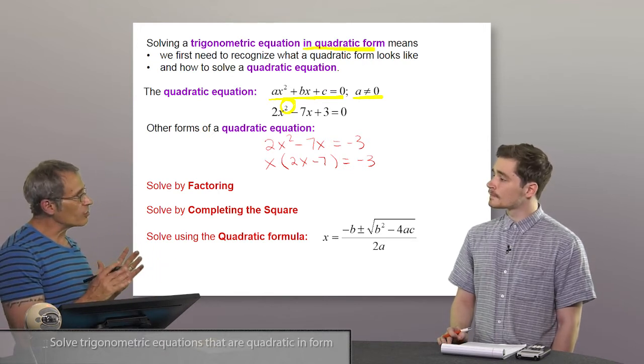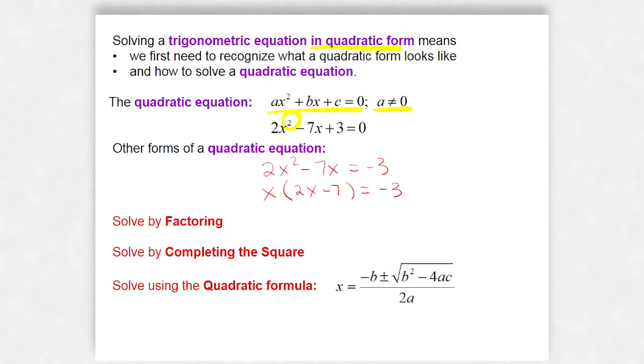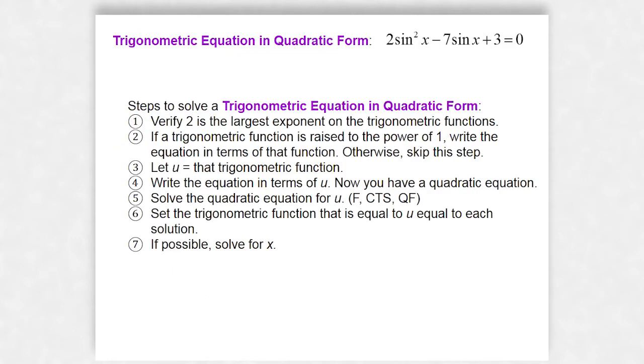And if we do have equations in quadratic form, what can we do? Well, we can solve by factoring, completing the square, even the quadratic formula, but we have to remember we're solving for the trig function, and we still have to solve for the variable after that. So if we're going to solve a trig equation in quadratic form, verify 2 is the largest exponent on the trig functions. And if any trig function is raised to the power of 1, we'll write the equation in terms of that function. Otherwise, just skip this step.